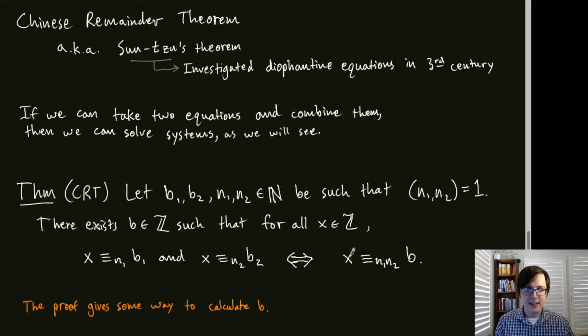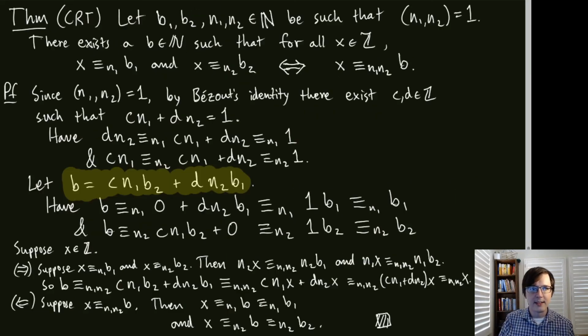x is a solution to these 2 congruences if and only if x is a solution to the single congruence. So x is congruent to b mod the product of the moduli is equivalent to x being congruent to b1 or b2 modulo n1 or n2, respectively. Also, this theorem only says that there exists a b, so you need to know the theorem and how to prove it to be able to actually calculate the b. So let's see how we prove this. Okay, so this is just a restatement of the theorem.